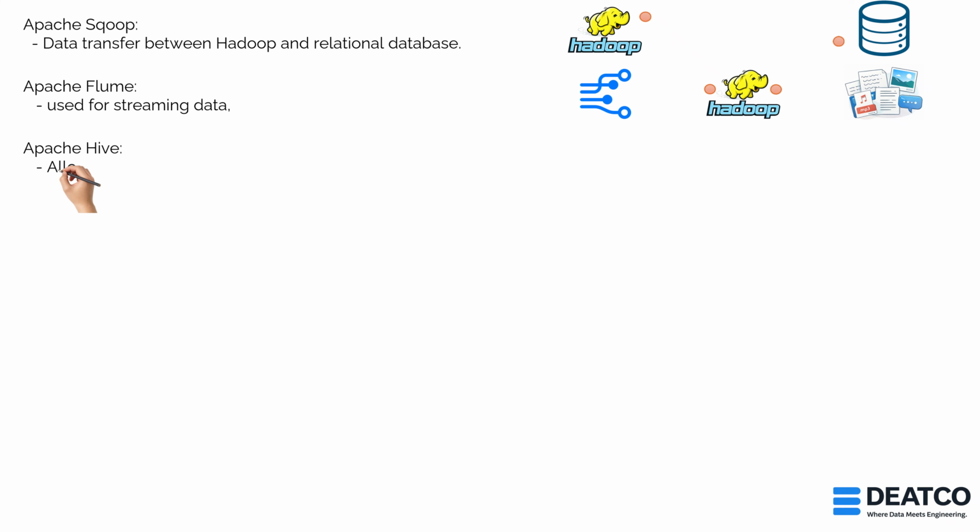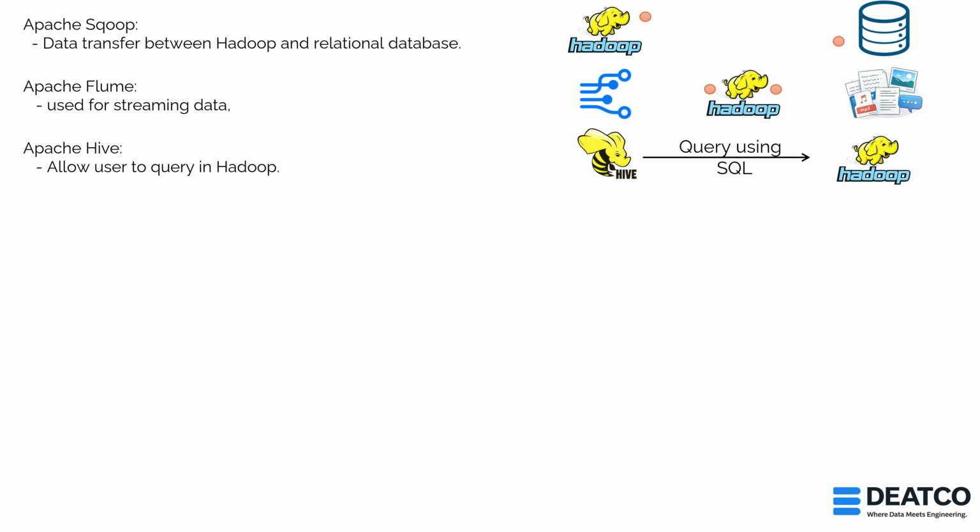Next is Apache Hive. It provides a SQL-like query language called HiveQL, which allows users to query and analyze data stored in Hadoop without writing complex MapReduce code. Hive is widely used for data warehousing and analytical queries. Next is Apache Pig. It is a high-level data flow platform used for processing large datasets. It uses a scripting language called Pig Latin, which simplifies complex data transformations compared to writing raw MapReduce programs.